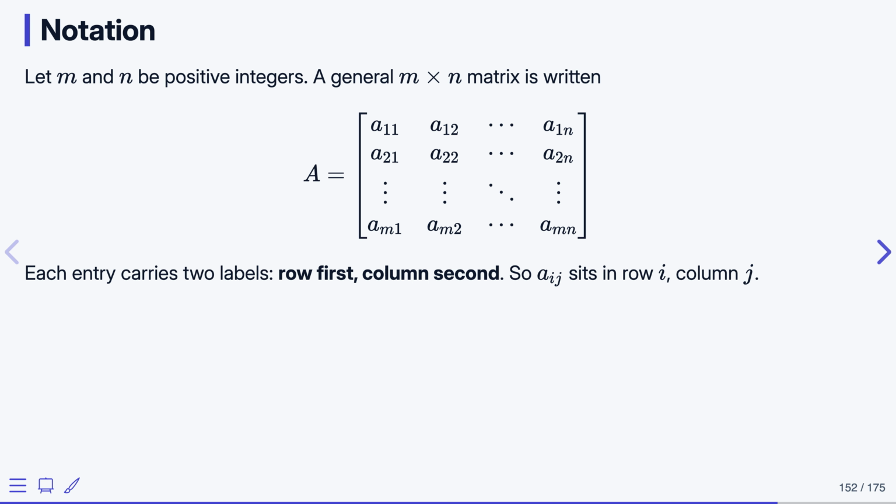Now we need names for the pieces. Take a general matrix A with m rows and n columns. Each entry carries 2 labels, and the order never changes. Row first, column second. So a sub ij means the entry in row i and column j. Say that to yourself every time you read a subscript, because swapping the 2 labels is the most common slip. On the next slide, we name the whole strips, the rows and the columns.